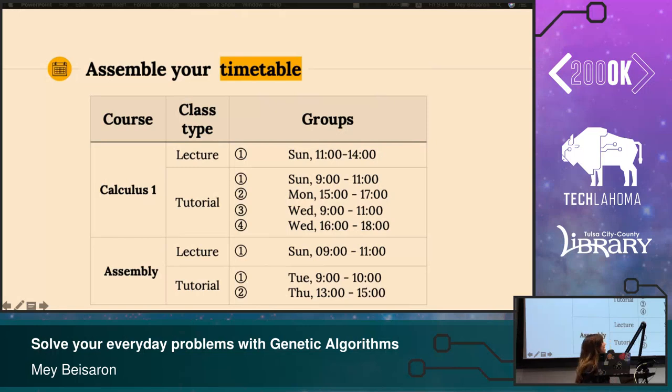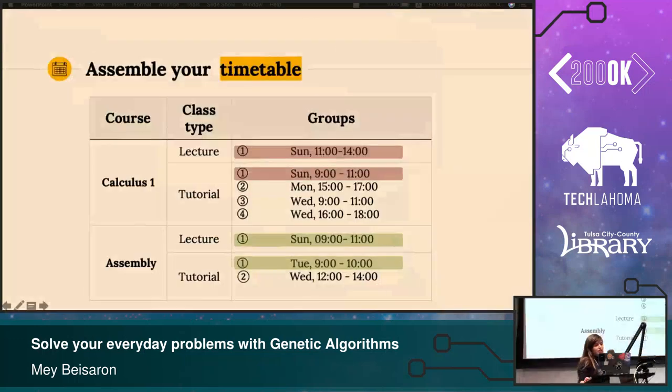So over here we have a list of courses. Let's say I want to take calculus and assembly. And please notice that I do have classes on Sunday, because in Israel we have classes on Sunday. Our day off is Saturday, and Friday. So if I have the list of courses, lectures are mandatory and tutorials you can choose from the list. So let's say I chose the Sunday morning lecture and the Sunday morning tutorial for calculus, and then the Sunday morning lecture and tutorial on Tuesday for assembly.